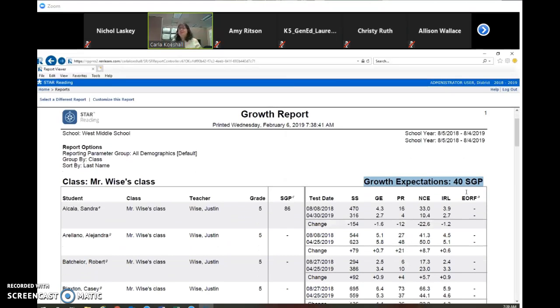SGP is a little different than the rest of the scores. Notice between my SGP column and the other scores, oh, good. You're going to be looking at this on Monday. This is perfect then. I'm glad we were able to fit this in.